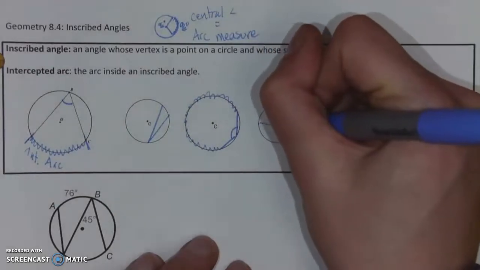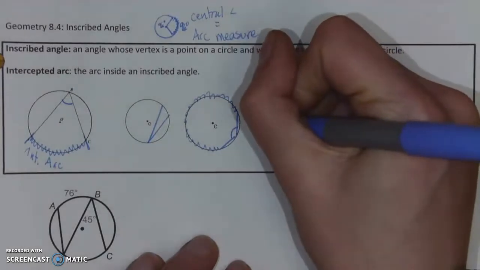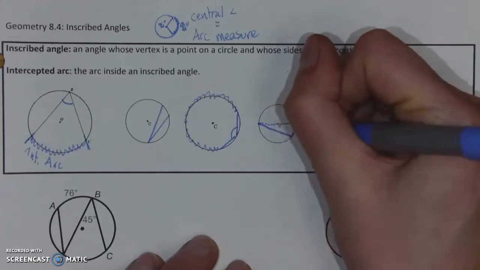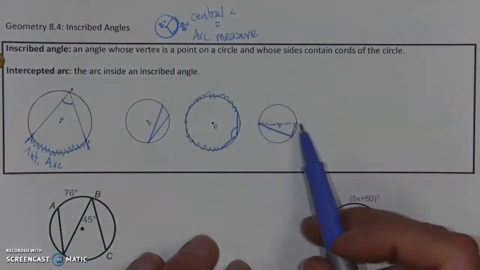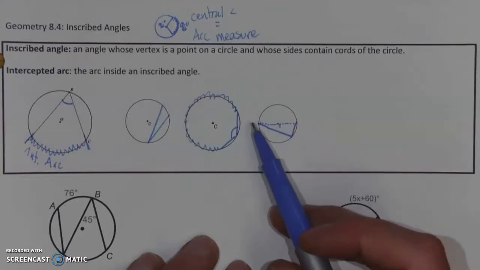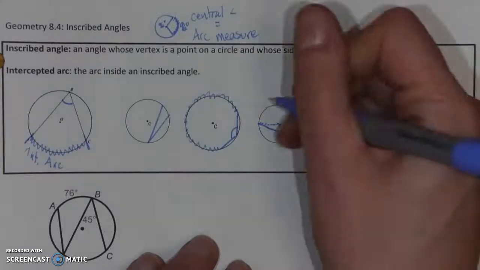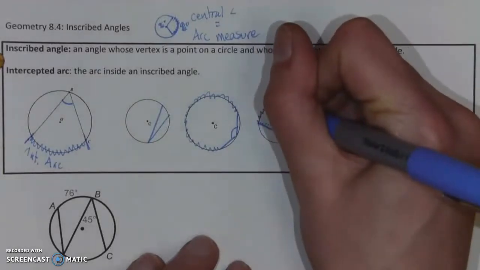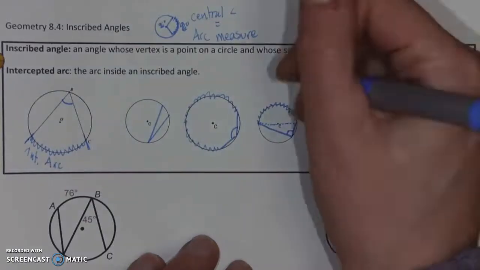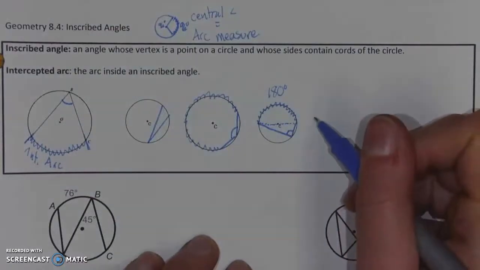Let's say you drew in a diameter on a circle, and you made an inscribed angle where the two chords that make up the sides touch at the ends of the diameter. Now look at this angle that I just drew in. In this case, it looks like it's about 90. And if I look at its intercepted arc, since that intercepted arc meets at the diameter, I know that that has to be 180 degrees because it's half of a full circle.